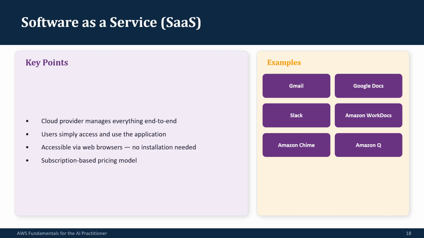So what about software as a service? Software as a service is where cloud providers manage everything end to end. We are all familiar with Gmail, Google Docs, Slack, or anything. We are familiar with these applications. We are using software as a service. Users simply access and use the application. That's it. Nothing to manage, no infrastructure, no platform, no data analysis or anything. You just have a subscription-based pricing model. You have a subscription for that application, and you use it as a service. It's completely the cloud provider managing everything end to end.